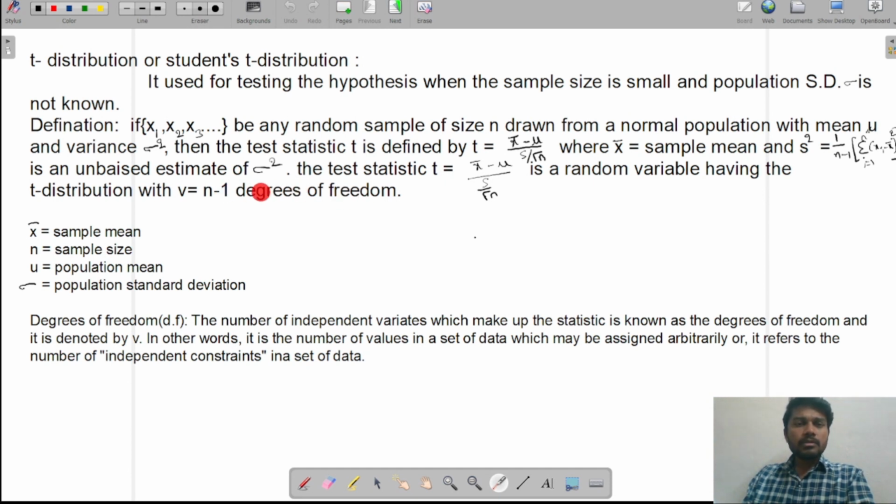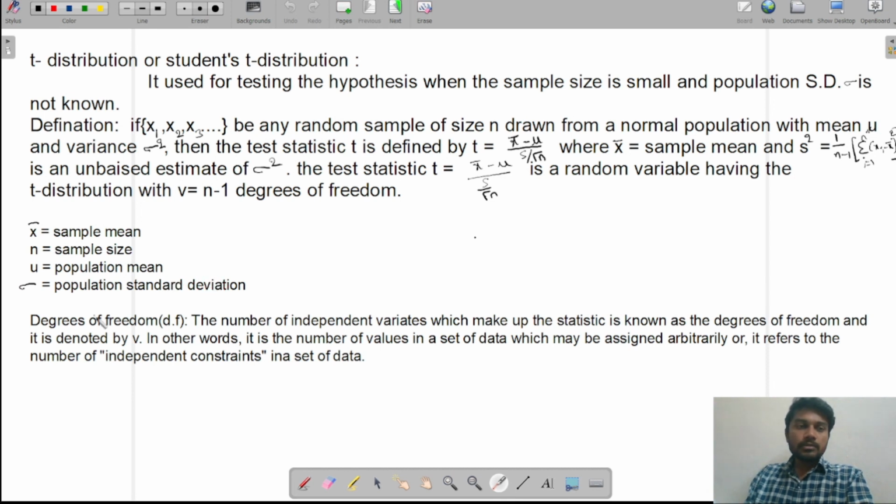So what is meant by the degrees of freedom? I have given you here the meaning of the degrees of freedom. But before that, we will revise the t distribution formula again. See here, x bar is the sample mean, n is the sample size, mu is the population mean, and sigma is the population standard deviation.